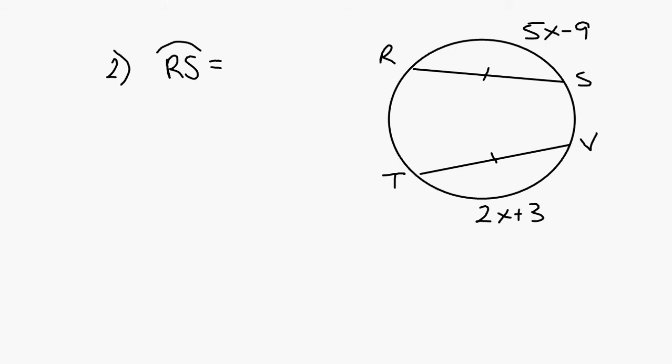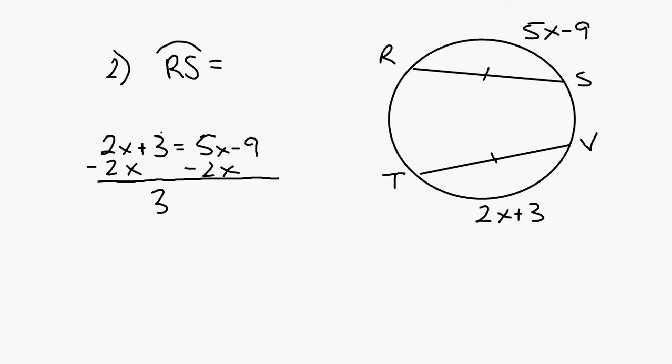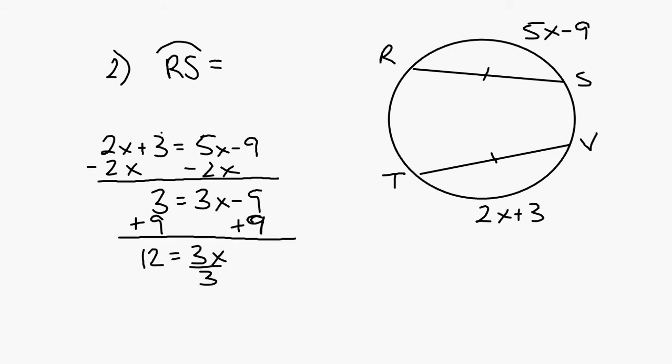You take your 2x plus 3 and you make it equal to 5x minus 9. You solve for x. So you subtract 2x from each side, and 3 equals 3x minus 9. You can add 9 to each side. 12 will equal 3x, and then you can divide by 3. So 4 is equal to x.